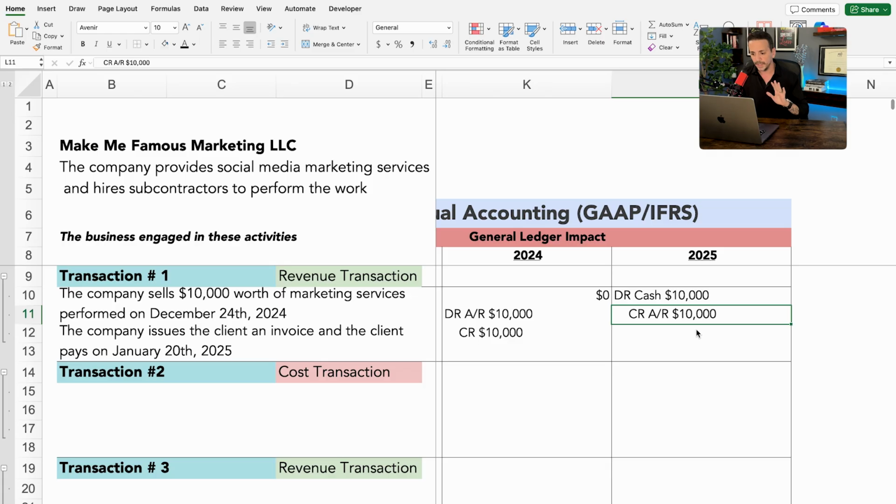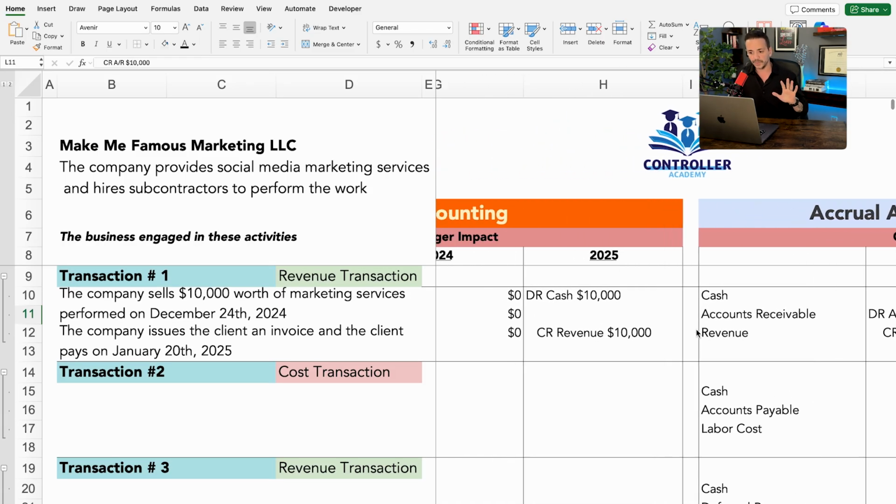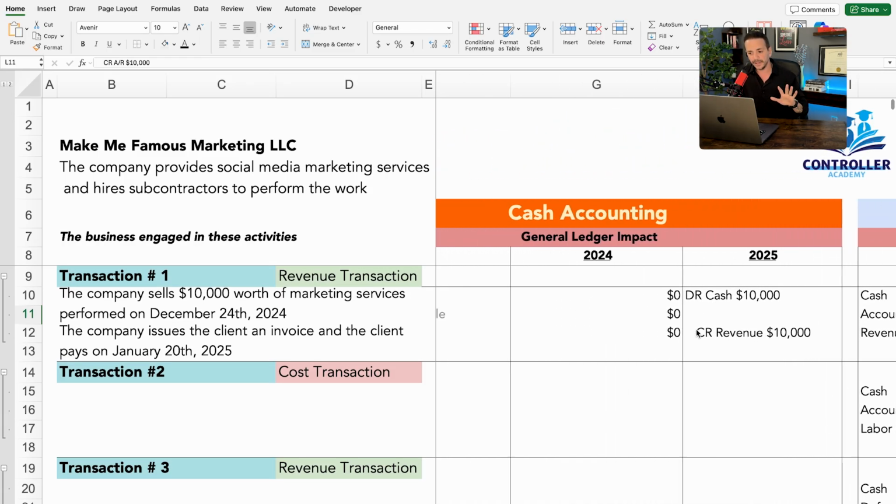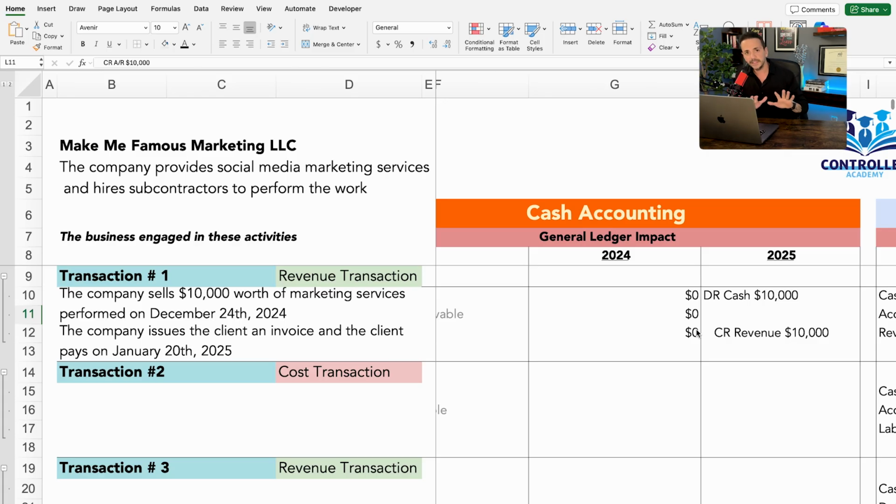So you can see from these two ways of recording it that the cash accounting method is easily showing the cash that's coming in on the books. So if you're the business owner, you can see that the cash is coming in 2025. So if you only care about cash and how it looks on your financials, you would use the cash accounting method because you can easily see where the cash came in 2025.